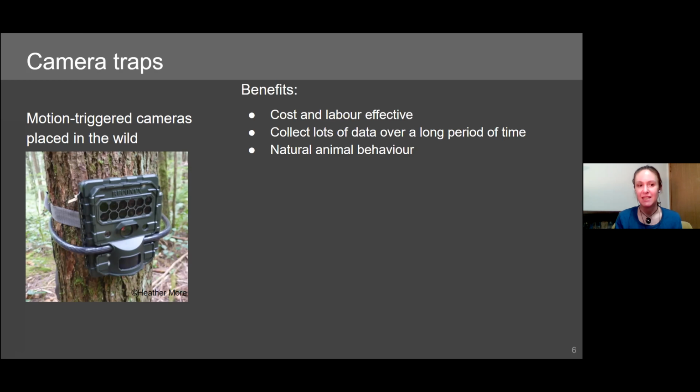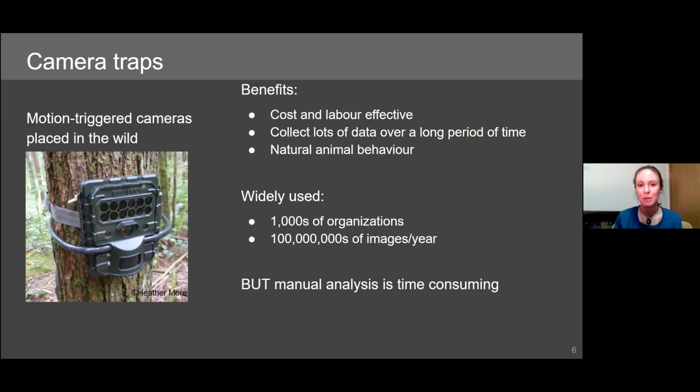They're also really great because they capture natural animal behavior. The animals won't smell or see a person, and so they'll just continue doing their natural behaviors. Because of these benefits, camera traps are really widely used. Thousands of organizations use them, and it's estimated that there are hundreds of millions of images generated every year from these camera traps. But to manually analyze all of those images would take a really long time. So this is an ideal candidate for automatic identification, for example, with machine learning.